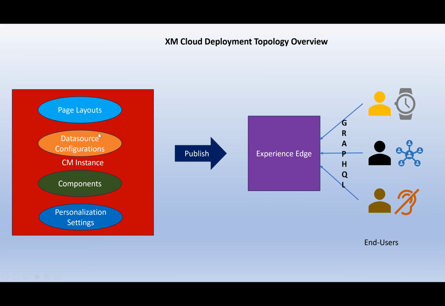This is a basic idea, like any content management instance has all these page layouts, data source configuration, etc. We are aware of that based on our Sitecore experience. So this is for the XM Cloud. The most important part is the GraphQL. Then publishing happens from the XM Cloud instance to the Experience Edge through a connector, which sits between the CM instance and the Experience Edge.